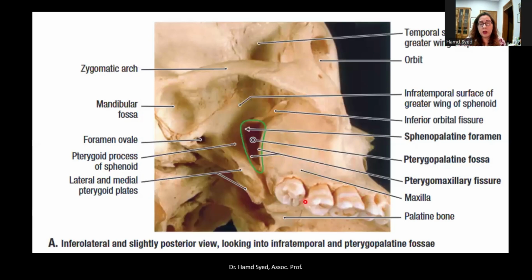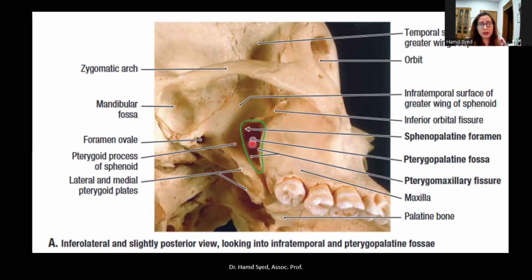Now, this again is another picture. This is actually showing you the real picture of the bone, the skull, and it is showing you the inferolateral aspect of the skull. And this area, which is outlined by the green color, is showing us the pterygopalatine fossa. And here you can see the pterygopalatine fossa. As I mentioned before, it is a small pyramidal space lying between the maxilla bone anteriorly and the sphenoid bone posteriorly.